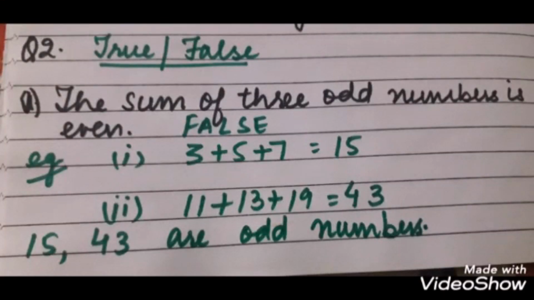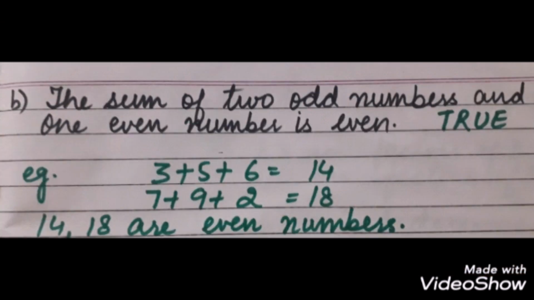Let us start with question number 2. The sum of three odd numbers is even. The statement is false. Let us take two examples. 3, 5 and 7 are three odd numbers and the sum is 15, which is an odd number. Second example, 11, 13 and 19 are odd numbers and the sum is 43, and the answer is again an odd number. So we see the sum of three odd numbers is always odd.